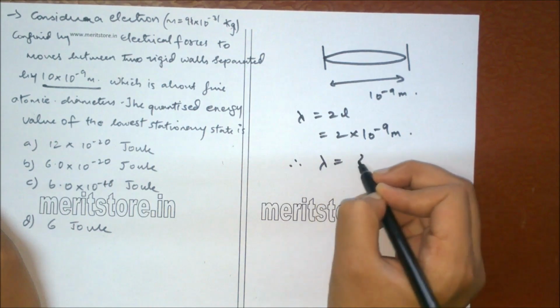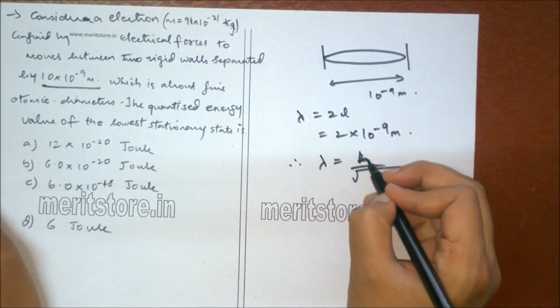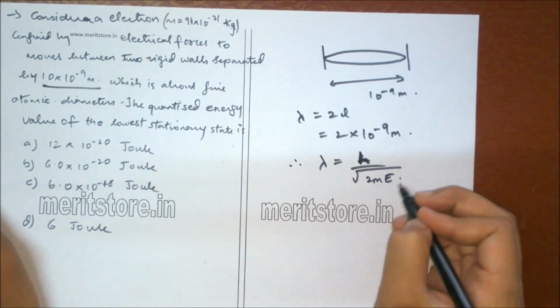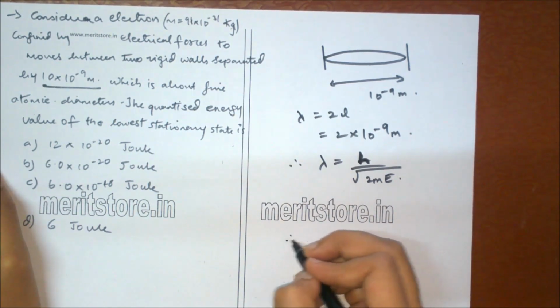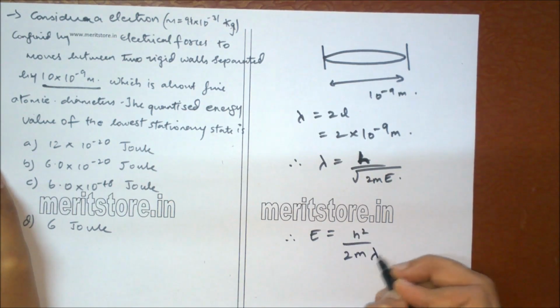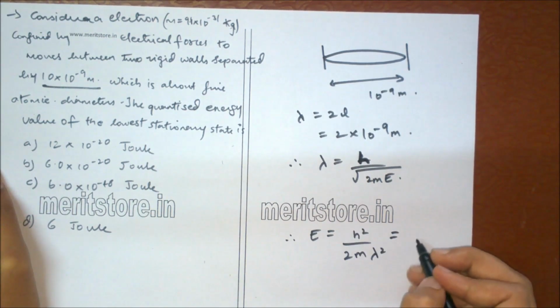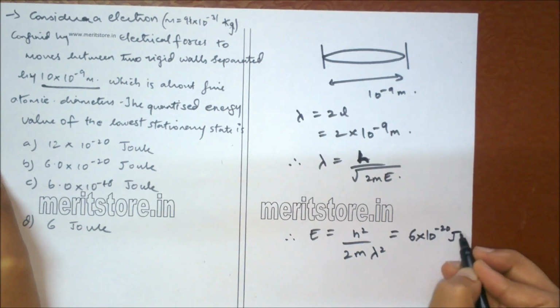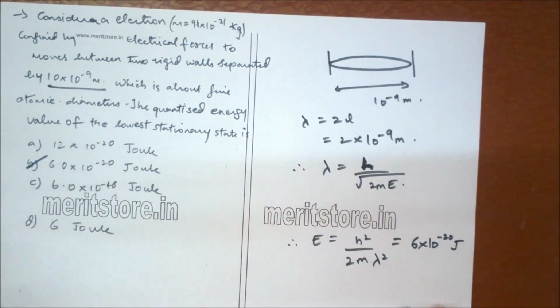Therefore lambda is equal to h upon root of 2mE, where m is mass, E is energy. Therefore energy is equal to h square upon 2m lambda square. Substituting the values and solving, we get 6 into 10 raised to minus 20 joules. Option B is the correct answer.